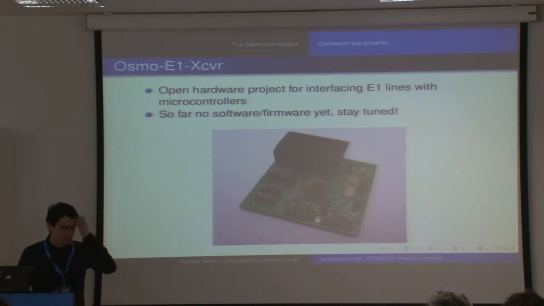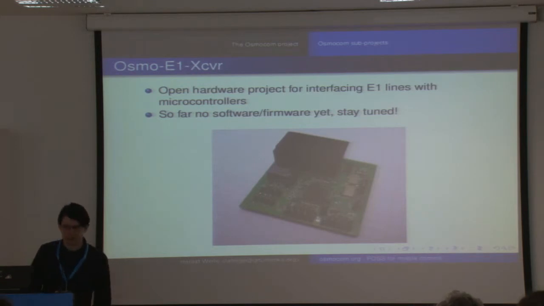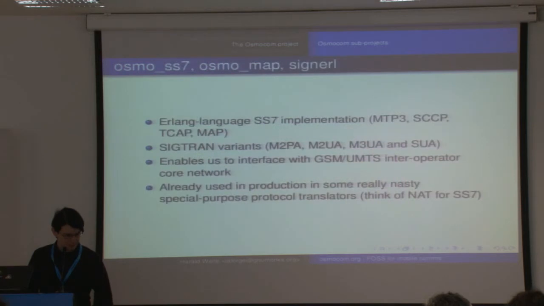Another open hardware project we have is an E1 transceiver. E1 lines, in case you don't know what that is, are sort of a ISDN type of line, which is also used a lot in the infrastructure of GSM and 3G networks. So we built a small interface so we can interface those lines more easily.